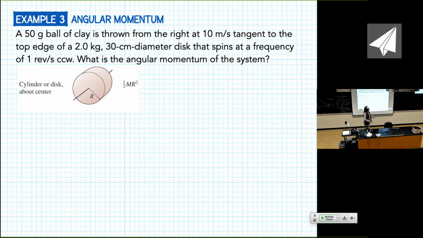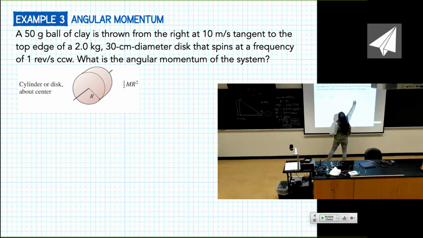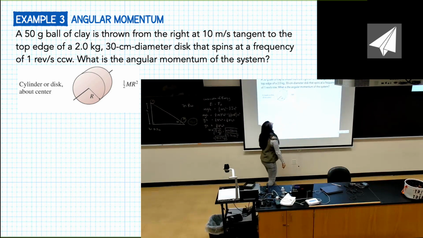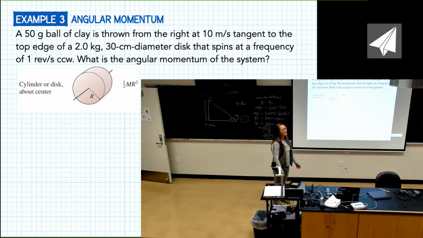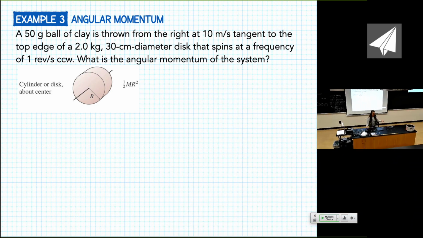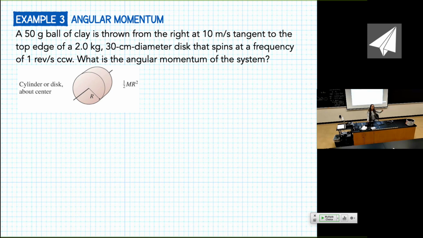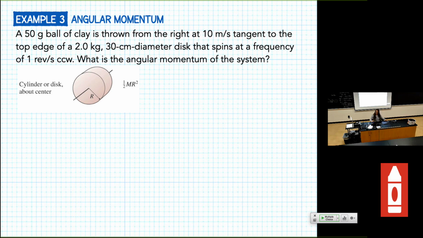And the example is we have a ball of clay that's thrown in from the right at 10 meters per second tangent to the top edge. So it's coming in from this direction, from the top edge of this disk that spins at a frequency of 1 revolution per second. Okay, so there's a lot of drawing that needs to happen so that you can get the signs right here. And we want to know the angular momentum of the system. We're not actually finding a before and after, we're just adding up the angular momentums. So there's one for the clay and one for the wheel. Okay, so let me set this up.